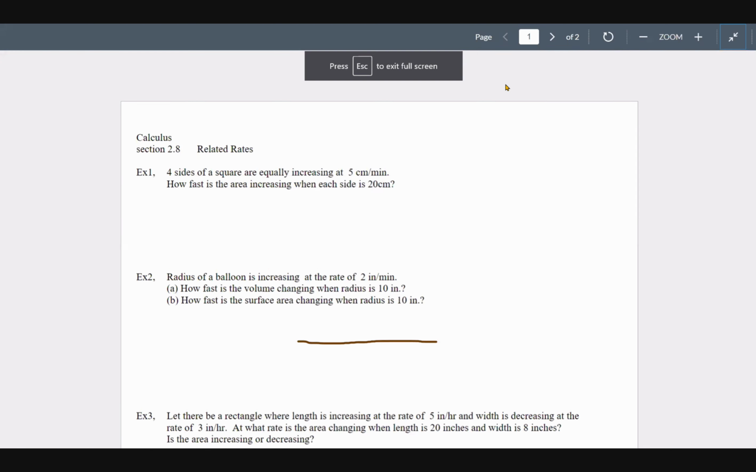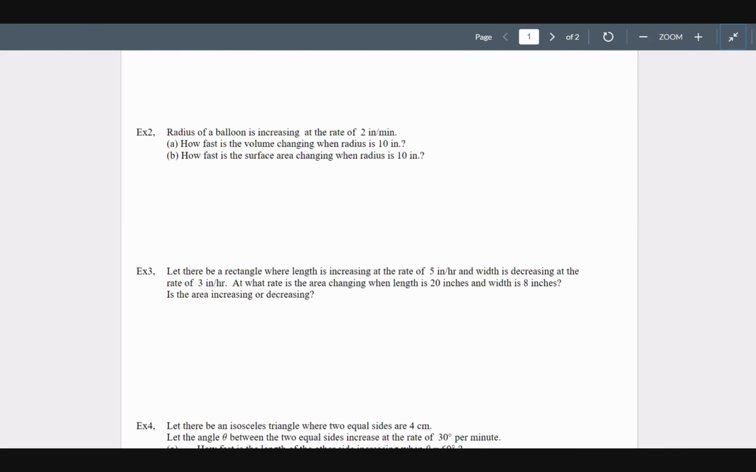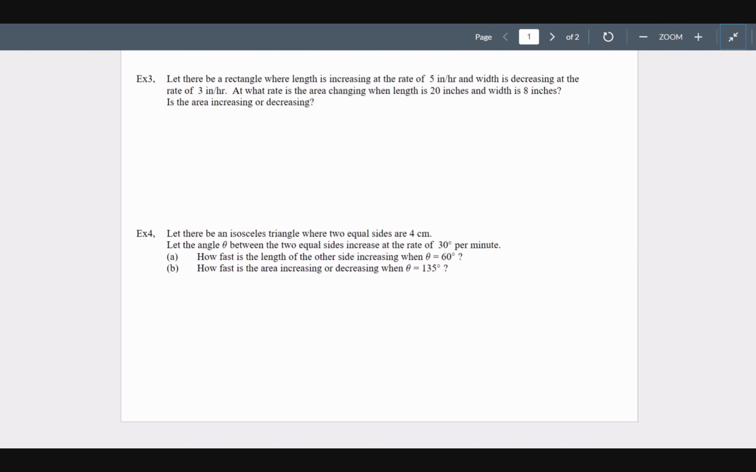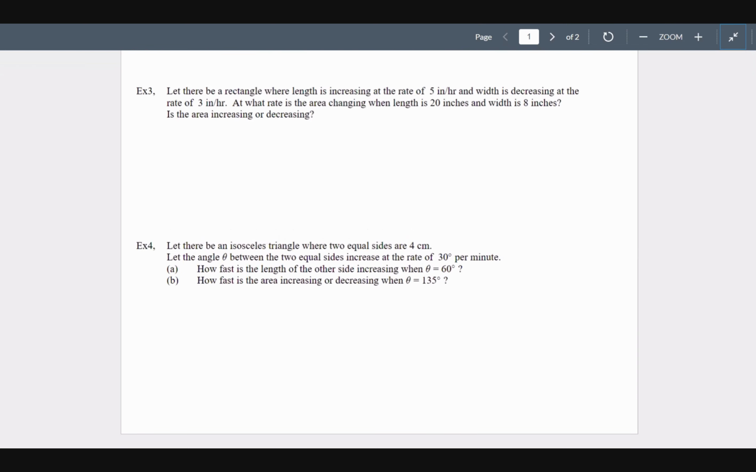Okay, so these are section notes 2.8. We have done examples 1 and 2 yesterday. So now let's move on to example 3 and example 4. Let's do it. Okay, example 3.